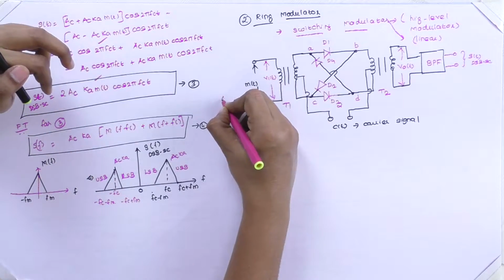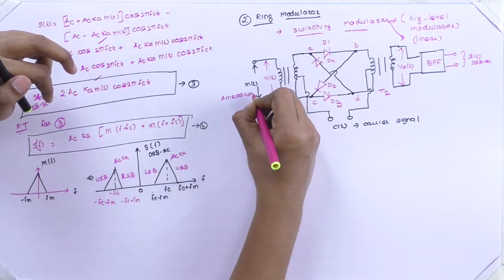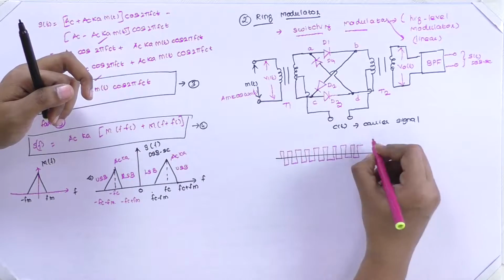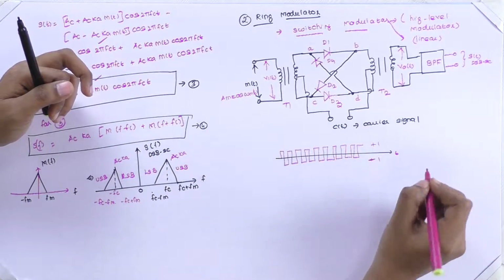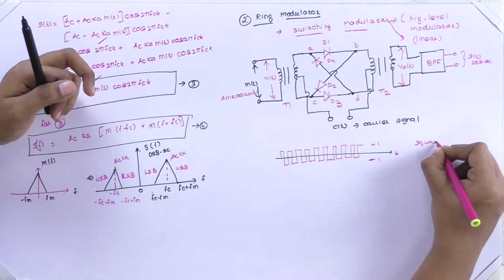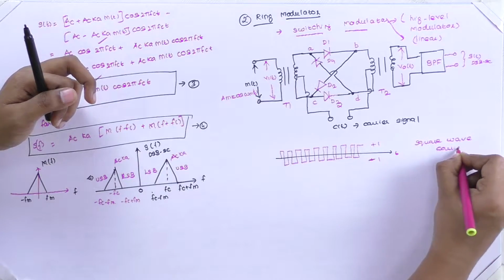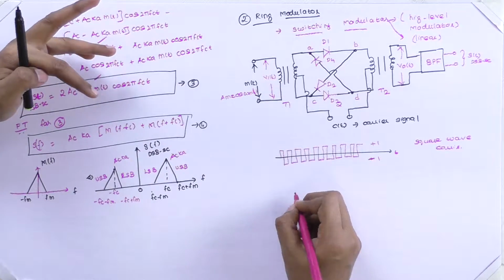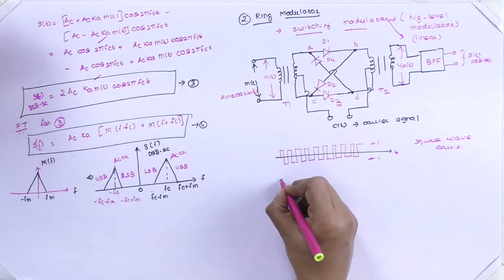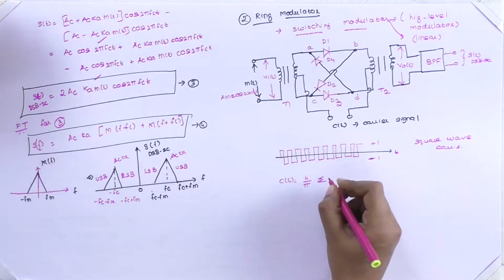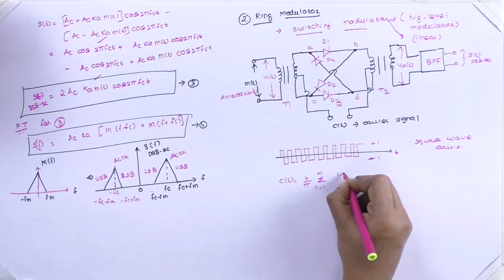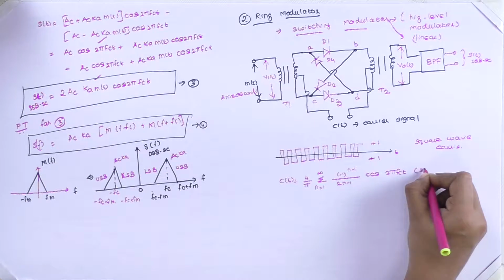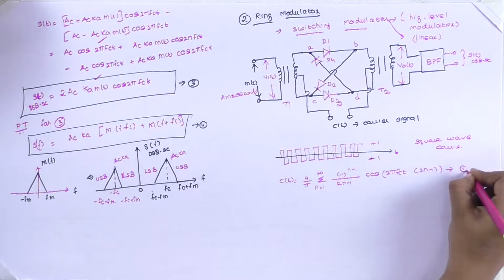Here the message signal m(t) is nothing but Am cos(omega m t), and for the carrier signal we apply a periodic pulse train, a square wave, with positive amplitude +1 and negative amplitude -1. So this is our square wave carrier. Since we have a periodic pulse train, we analyze it using Fourier series. The Fourier series representation of this pulse train is c(t) = 4/pi times the summation over n = 1 to infinity of (-1)^(n-1)/(2n-1) cos(2 pi fc t (2n-1)).